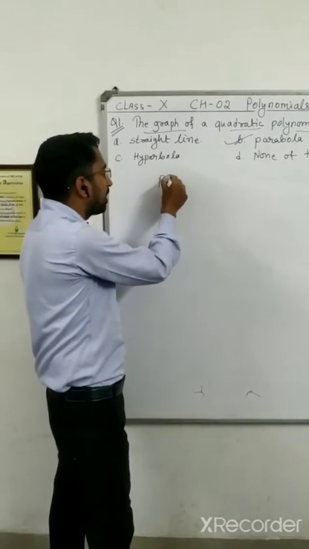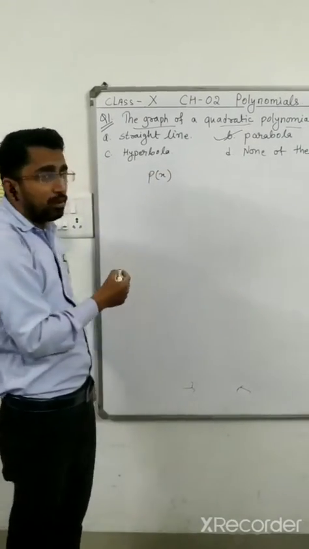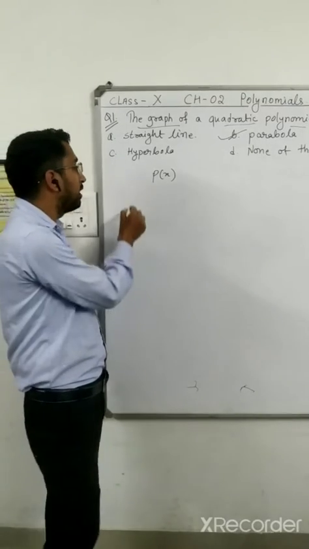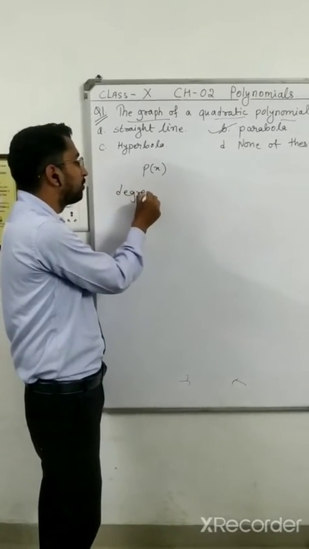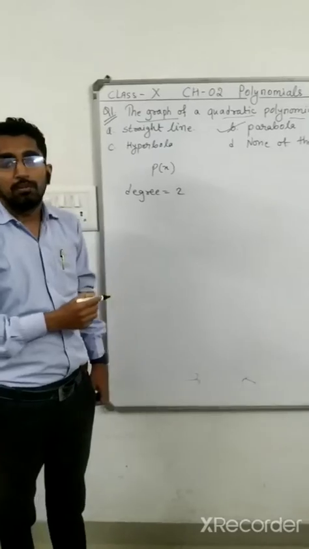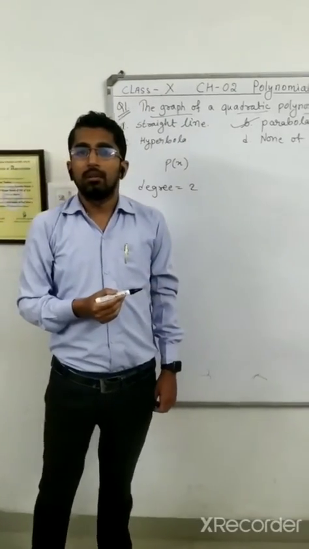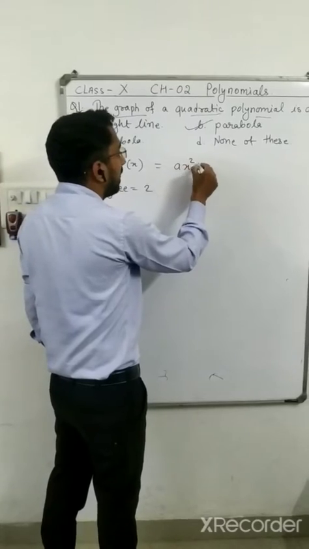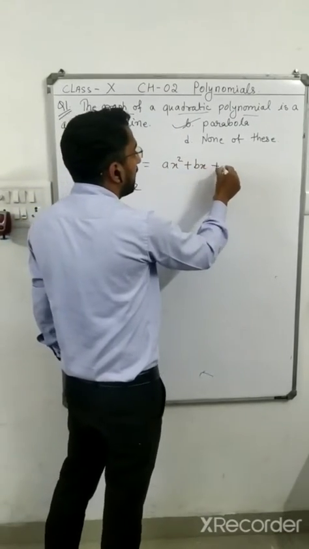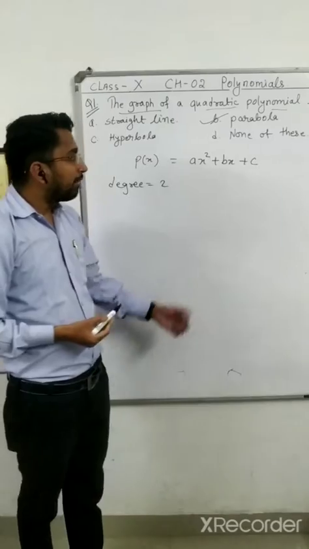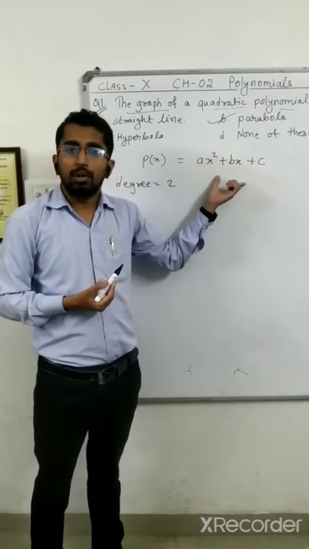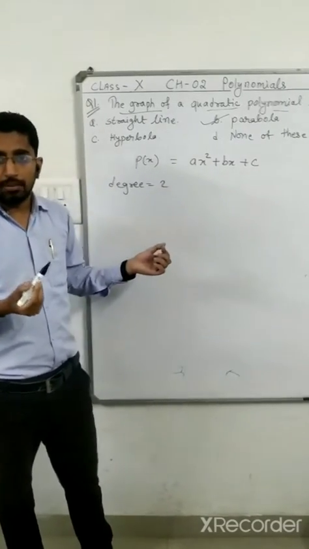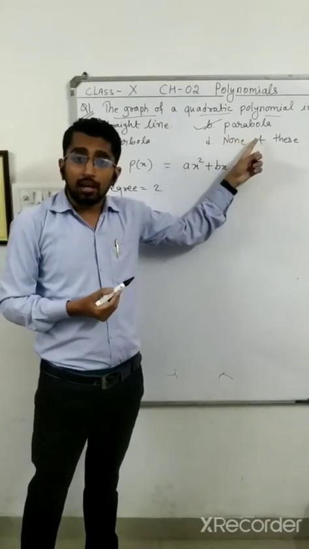If I am talking about a quadratic polynomial, the very first thing you should know is that its degree is going to be 2. The maximum power of the variable will be 2. So its standard form looks like ax square plus bx plus c. If you have any such quadratic polynomial, its graphical representation will be a parabola.